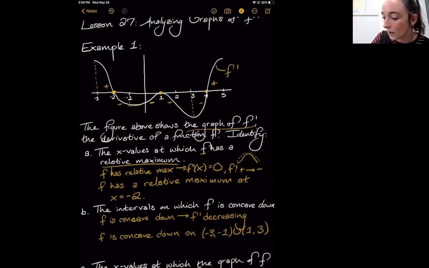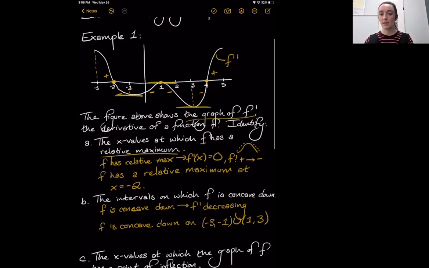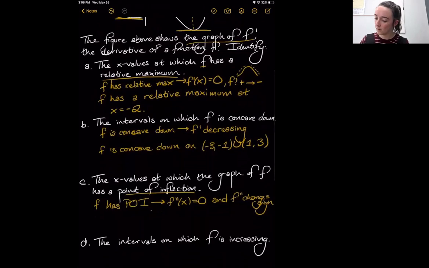So that would be at about x equals -1, about x equals +1, and x equals +3. Those are the places where the first derivative has a horizontal tangent. That's another way of saying f double prime is equal to 0. F prime has a horizontal tangent.